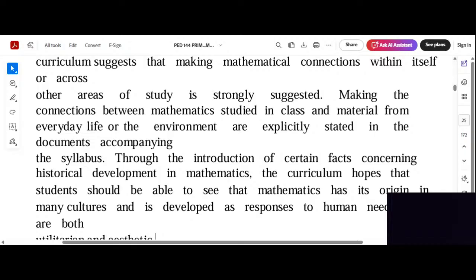Now, another type of connection mentioned there is the understanding of how mathematics developed through history and different cultures. Now, connections within mathematics. If we are to look at that one explicitly, it means that when you understand one topic in math, you likely understand the other.